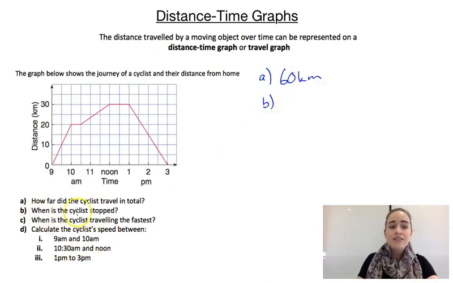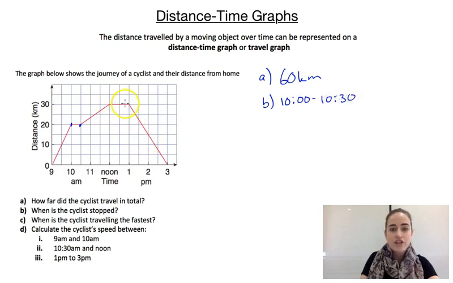Part B asks us when the cyclist has stopped. Again, if we look at this first section of the graph, you can tell that they're moving because as time increases, as we move to the right, our line is moving upwards, so they're getting further from home. In this section here though, between 10 and 10:30, our line is flat. That means that time is passing, but he's not getting any further away from home and he's not getting any closer to home. So between 10 o'clock and 10:30, he's stopped.